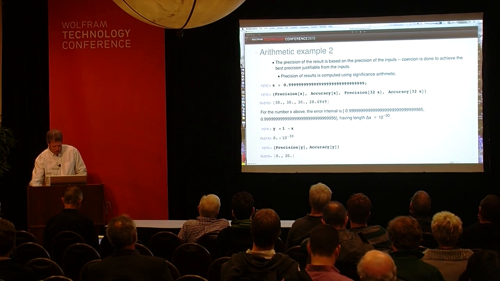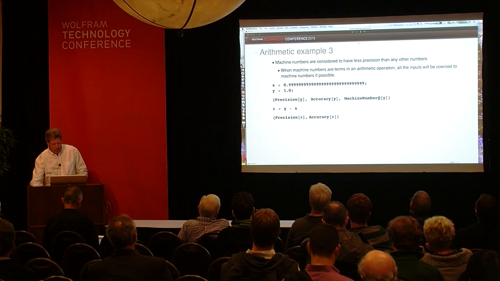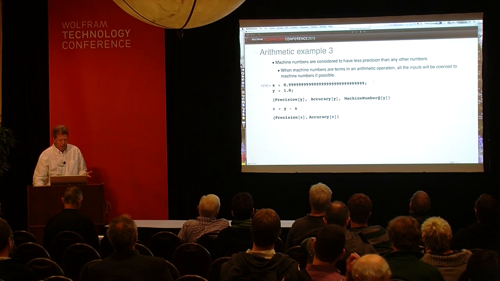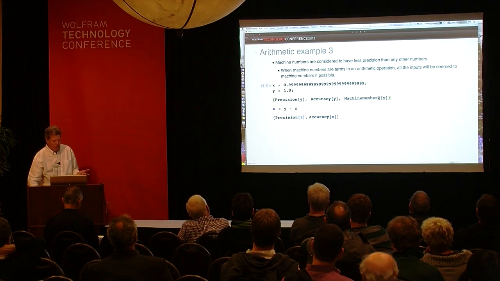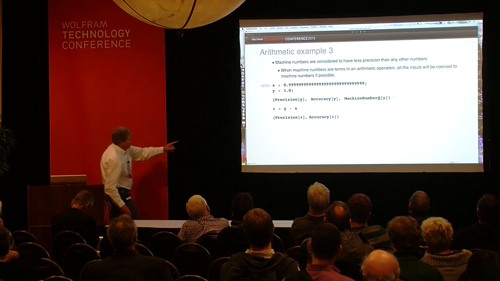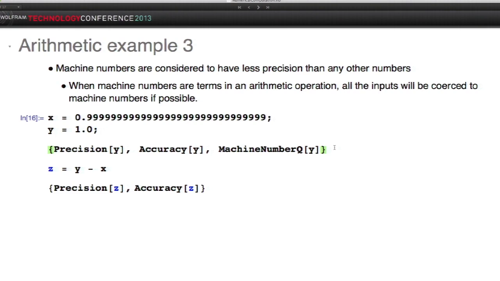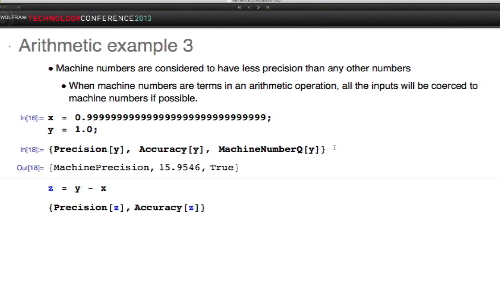Okay, so let's see. I think that's it for that example. Now, machine precision. If I take the same number and take y as 1.0, when I enter a number with just a few digits, it's interpreted by Mathematica to be a machine number. I can also use N with one argument to make sure you get machine numbers. Now the precision is given as this special value, machine precision. That tells you right away you're working with machine numbers.